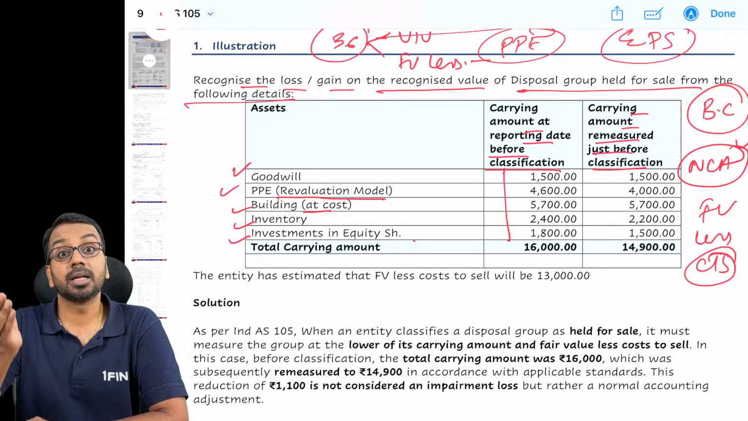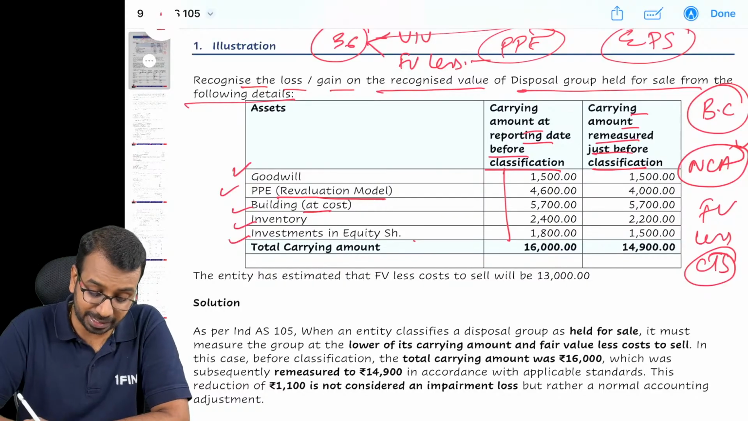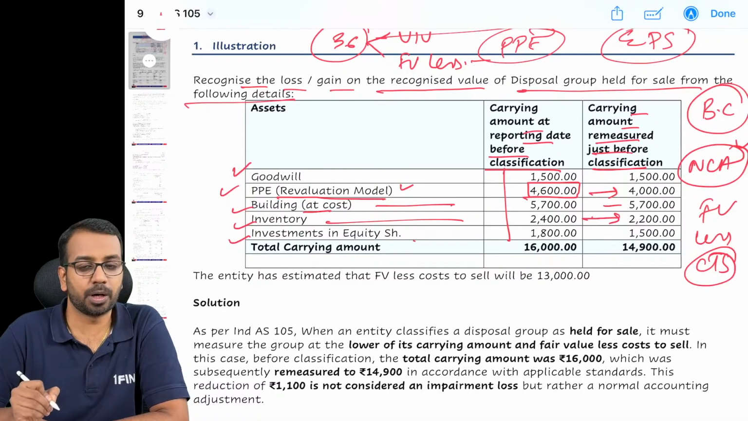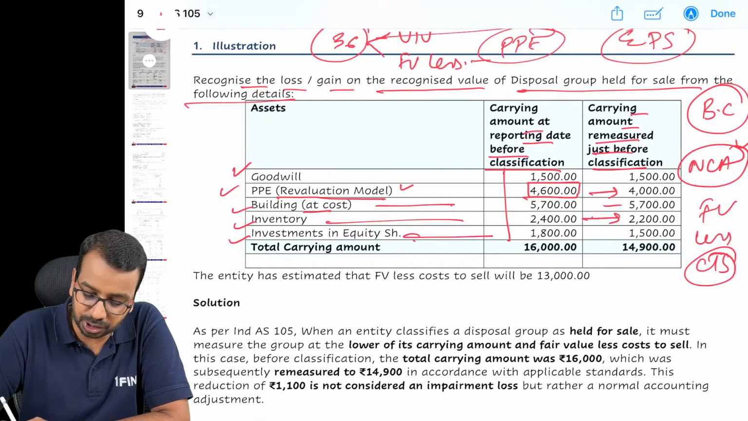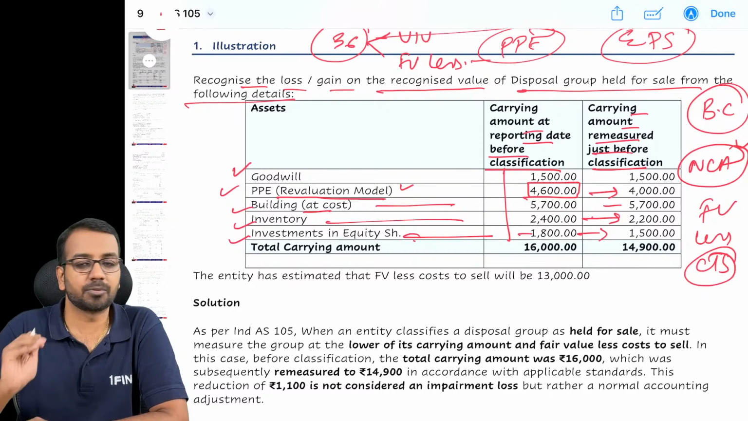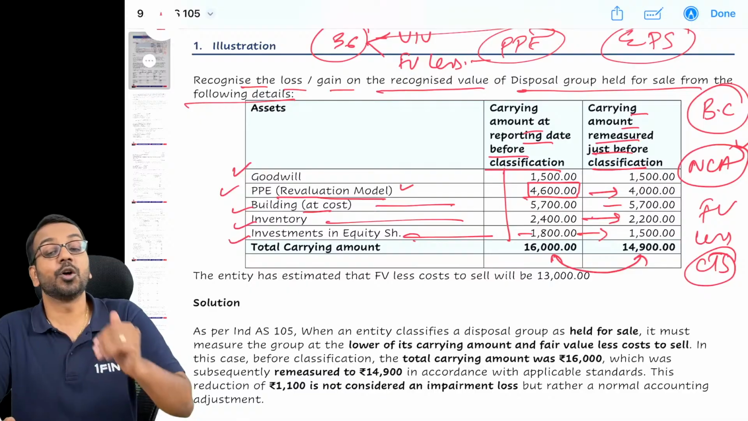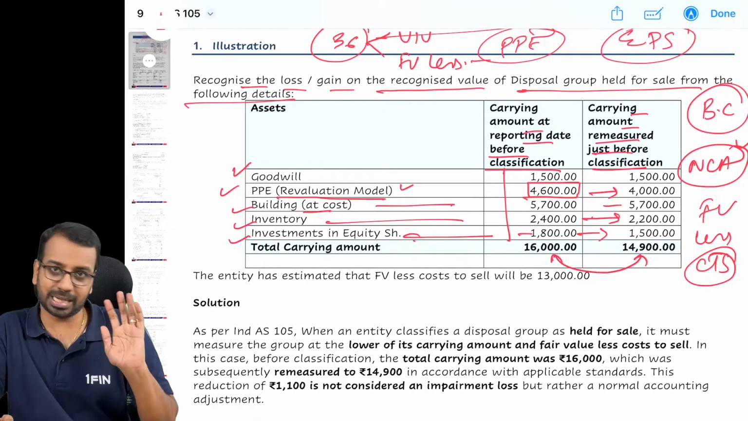What does this mean? As per the respective standard. For example, PPE, as per Ind AS 16, the value is now 4,000. Building is at cost only. Inventory 2,400, as per Ind AS 2 it is 2,200. Investments in equity shares 1,800, as per Ind AS 109 it is 1,500. So this loss from 16,000 to 14,900 will be dealt with by the respective standard.